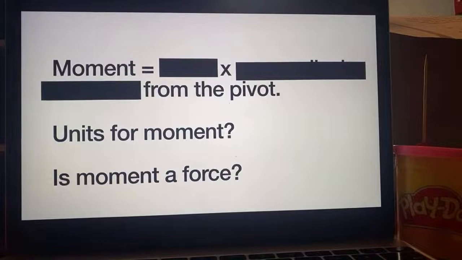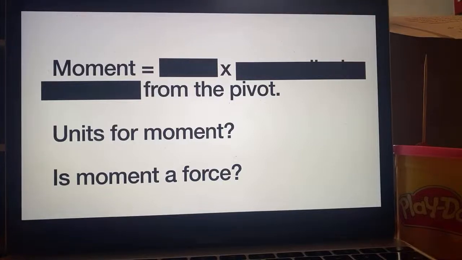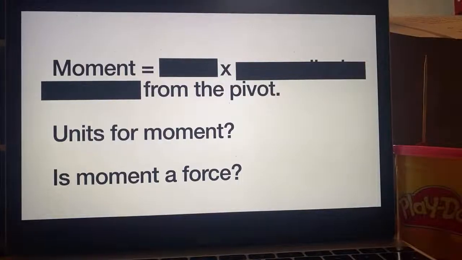I'll give you the questions here. The equation for moment, how much something turns, is something times something from the pivot. So have a little investigate of the door without putting your fingers near the hinges or trapping your hands in the door. Be careful. Two different things you can change which will affect how much the door opens. And then if you're really confident, you could tell me the units for moment, please. What's the unit of a moment? And is a moment a force?